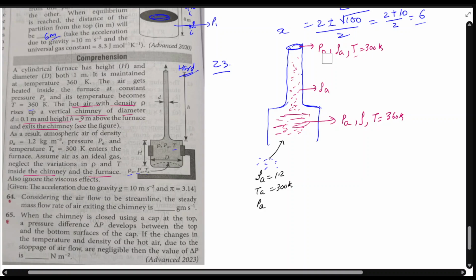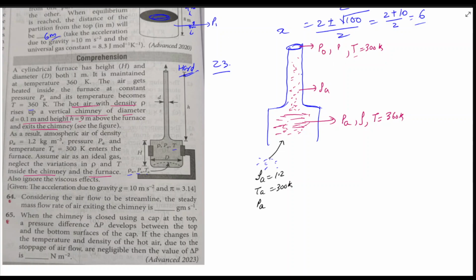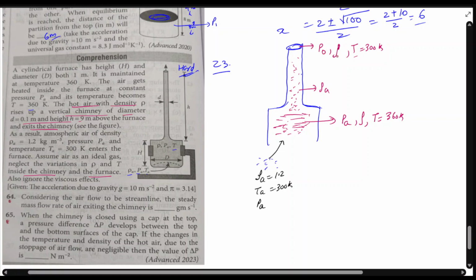Okay. And density will also remain the same. Because it is the same, density will be the same. But pressure will be different. So here it is PA and here it is P naught. What is happening is we are giving it heat. So heat is given.